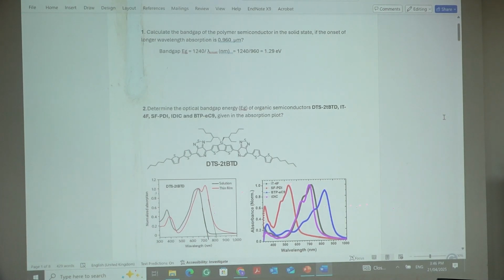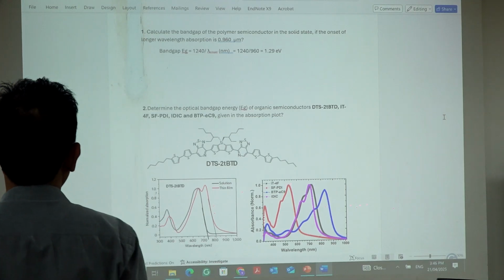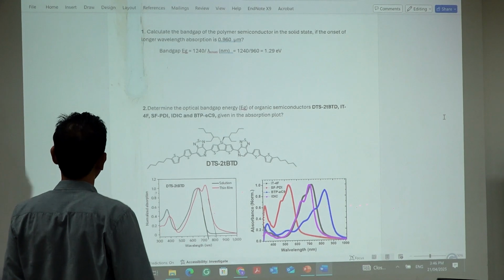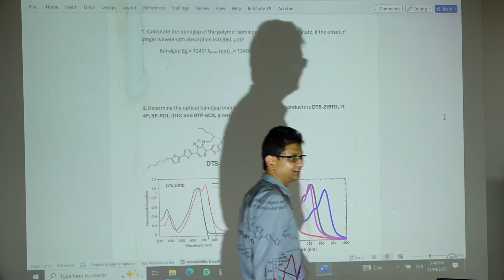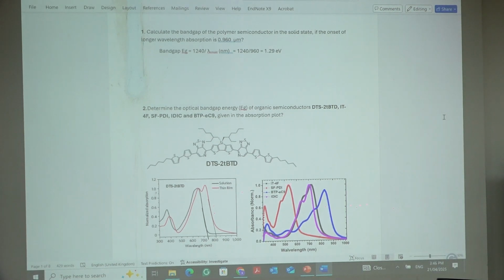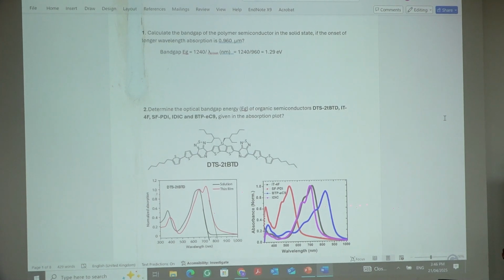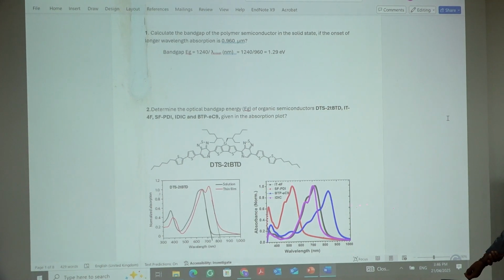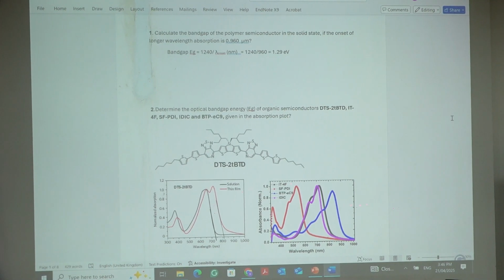So it's both a simple question. Calculate the band gap of the polymer semiconductor from the onset wavelength. I think I gave the answer for the first question already. Anyway, you can work out how to calculate this one. So you go to the second one.